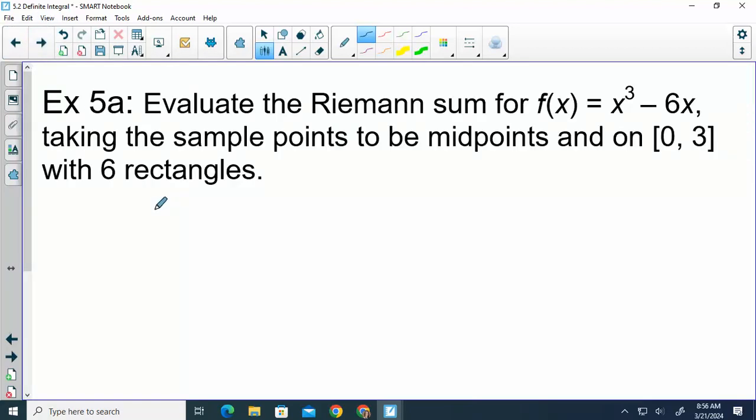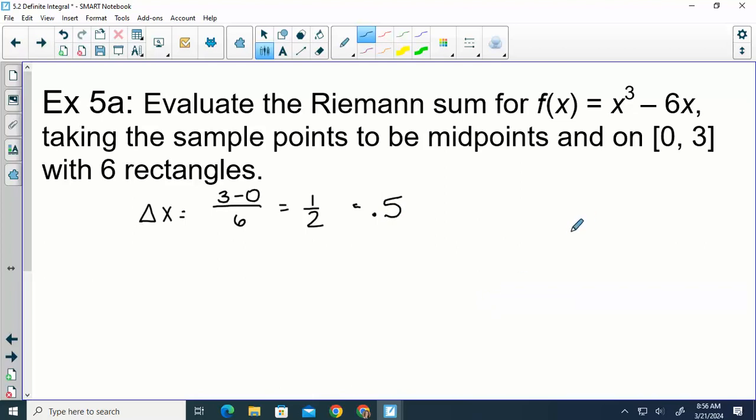So let's do this one. Evaluate the sum by taking the sample points to be midpoints on the interval 0 to 3 with 6 rectangles. So we're going to start out the same way. We need our change in x: our ending minus our beginning, divided by 6. So our change in x is 1/2, or 0.5 if you prefer decimal form.